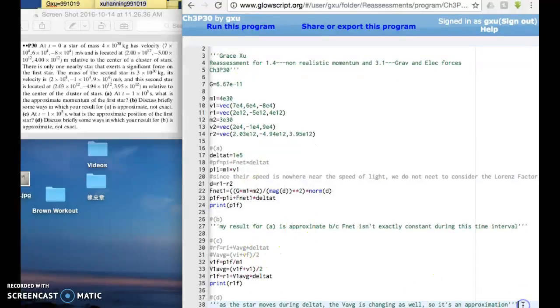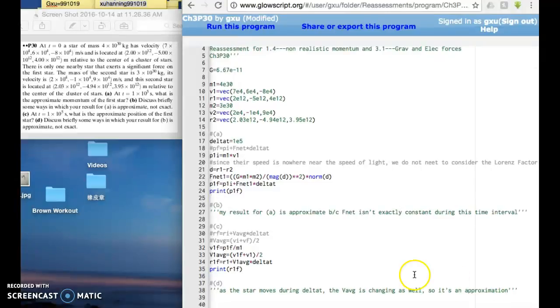And for part D, sorry, it wasn't showing up. I said that my result for part C, I guess, it doesn't make much sense for it to be part B, so I just changed this B into C because I thought it made more sense.